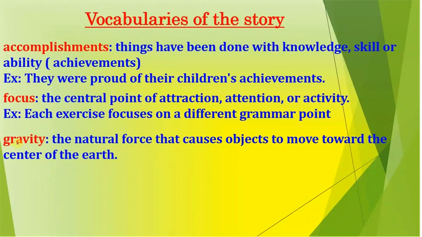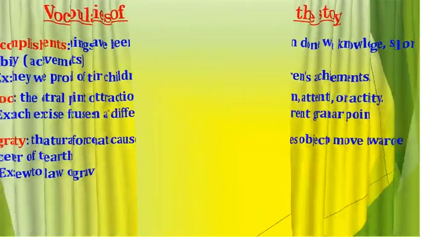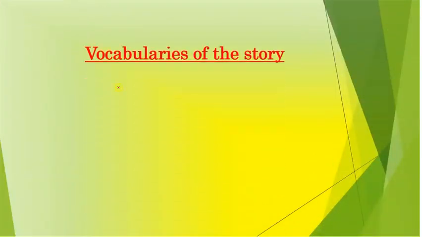Gravity. I think you studied this word in science. So gravity means the natural force that causes objects to move toward the center of the earth. Example: Newton's law of gravity. And because of gravity, we can walk on the ground. We don't fly. As human beings, we don't fly.